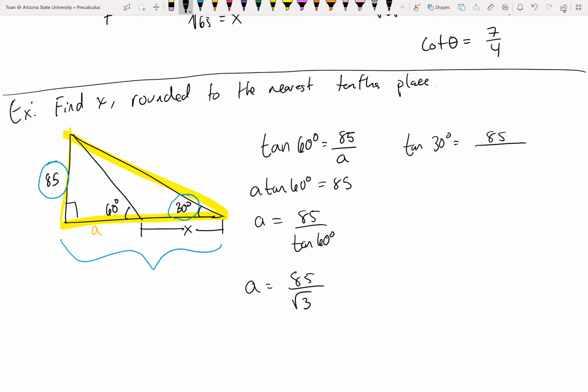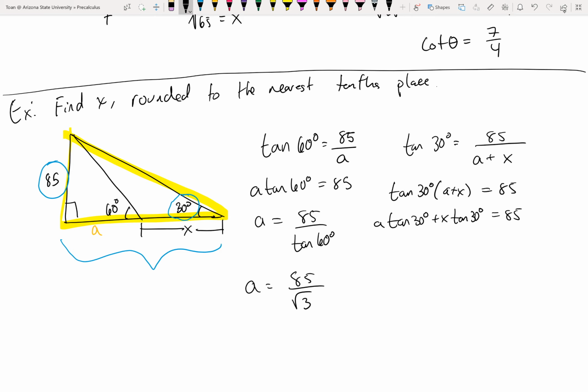Now we figured out what a is. I typically like to do the substitution last, so I'll leave it as a plus x, even though I know what a is, just to make the writing easier. So we then go ahead and solve. So I'm going to multiply both sides by a plus x. So that's tangent of 30 times a plus x equals 85. Let's go ahead and distribute. Tangent of 30 times a plus x times tangent of 30 degrees equals 85.